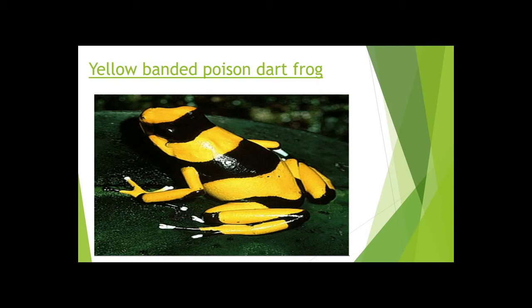Yellow-banded poison dart frog. Why the bright colours? Why would it be useful to have poison inside you as a frog? Think of predator and prey. Where would he be living in the rainforest structure? Please pause if you want to take more information on him.